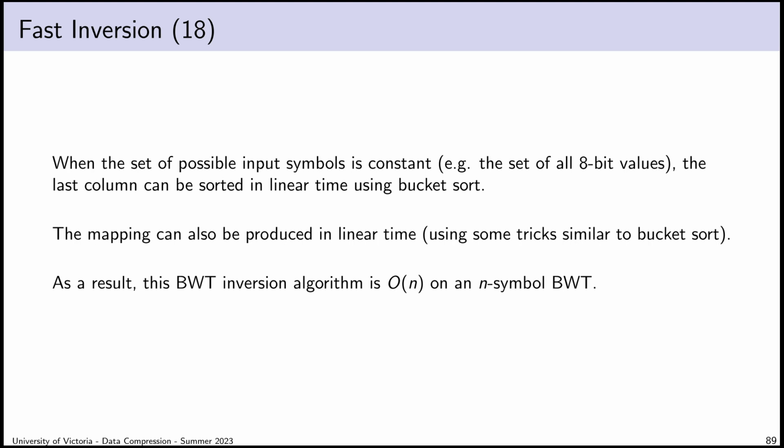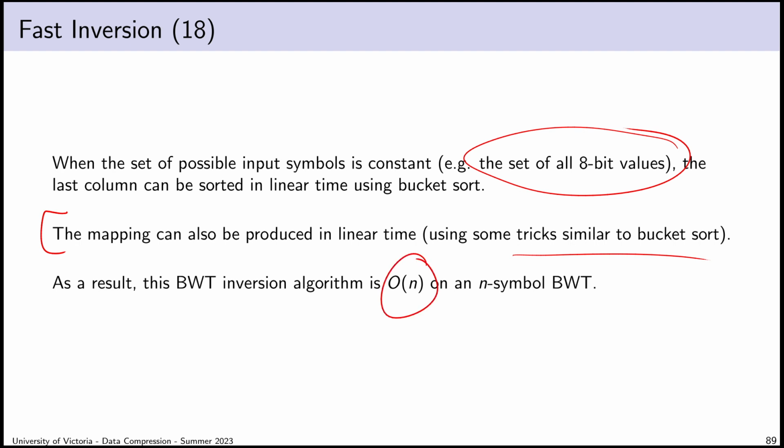When the set of possible symbols is constant, so it's a fixed size set, for example, the set of all 8-bit things, which is what we typically use, we can actually sort things in linear time because we can use bucket sort. I can just create 256 possible buckets and use bucket sort. I can produce the mapping from that sorted representation in linear time as well, also using some tricks like bucket sort. These are algorithm things, so I won't go into much detail. We won't need to implement this ourselves in this offering of the course. It is really interesting, I just don't have hours and hours more to talk about it.